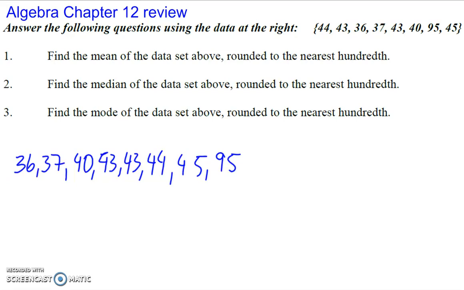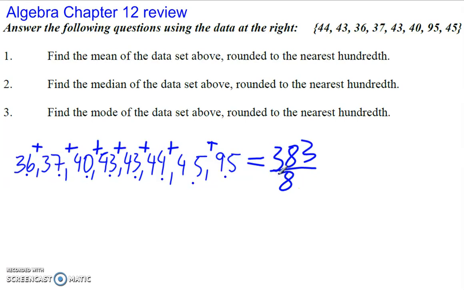Now, to find the mean, that's where we add them all up. And that gives us a total of 383. And divide by 1, 2, 3, 4, 5, 6, 7, 8. How many are in the set? And that is 47.875, which rounds to 47.88.